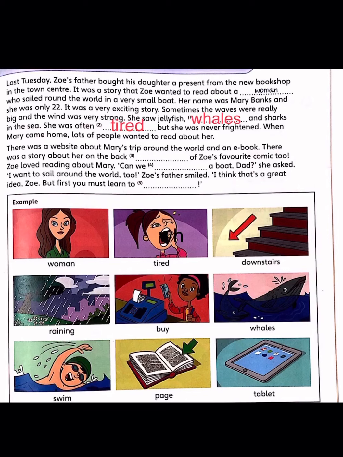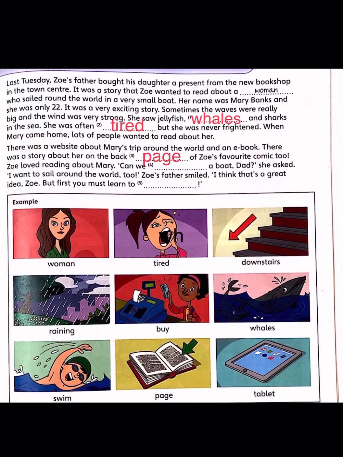we have the sentence, she saw jellyfish and sharks. Between them, we need another type of fish or creatures that we find in the sea. That is, we're talking about whales. Good job. Now, for the second word, we have: she was often, but she was never frightened. So, we have to add an adjective. And the only adjective that we have from these words is the adjective tired. So she was often tired, but she was never frightened.